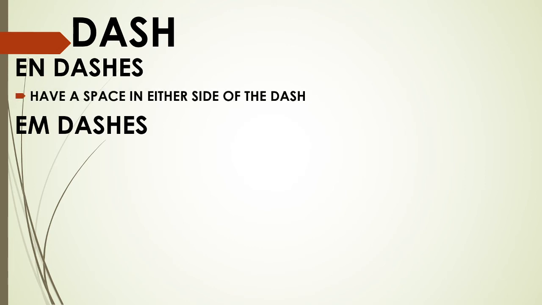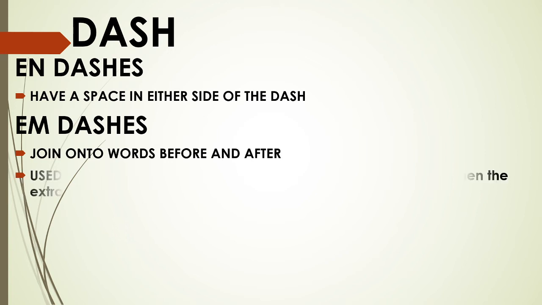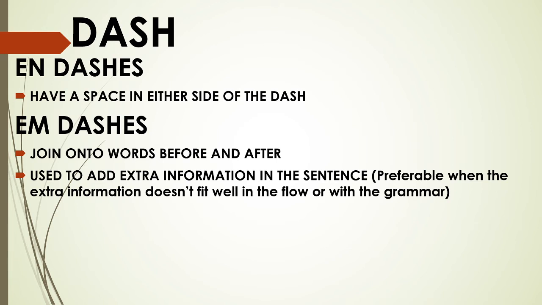Dash. There are 2 types of dashes, N dashes and M dashes. N dashes have a space on either side of the dash. And M dashes, as opposed to that, join onto the words before and after. Don't worry much about it because they do the same job. And what's the job? They are used to add extra information in the sentence. Preferably it is when the extra information doesn't fit well in the flow or with the grammar. For example, he had escaped, we put a dash over there, or so he thought.